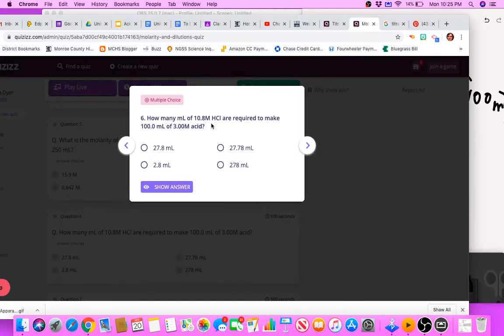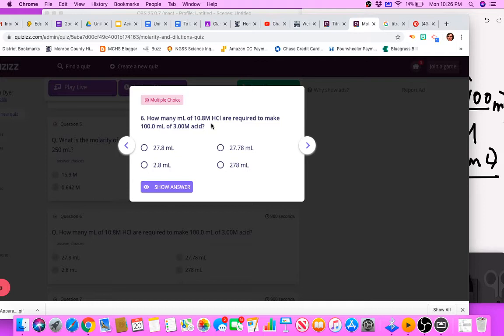I hope you can see that in order to solve for X, we're going to have to divide both sides by the 10.8 molar. So 10.8 molar cancels out, and we have X is equal to 3 molar times 100 milliliters divided by 10.8 molar. Again, the molars will cancel out and our unit will be in milliliters.